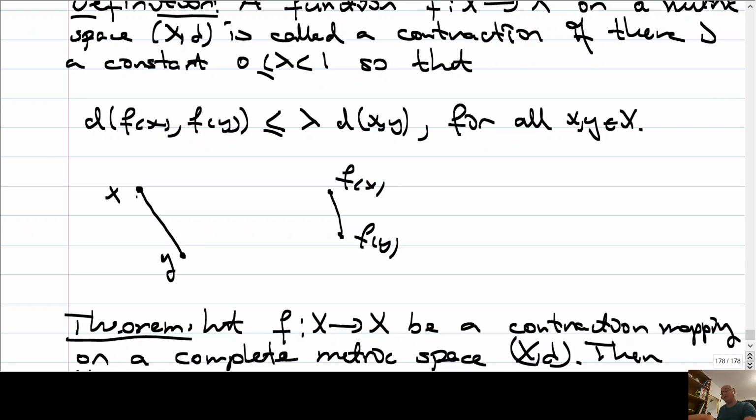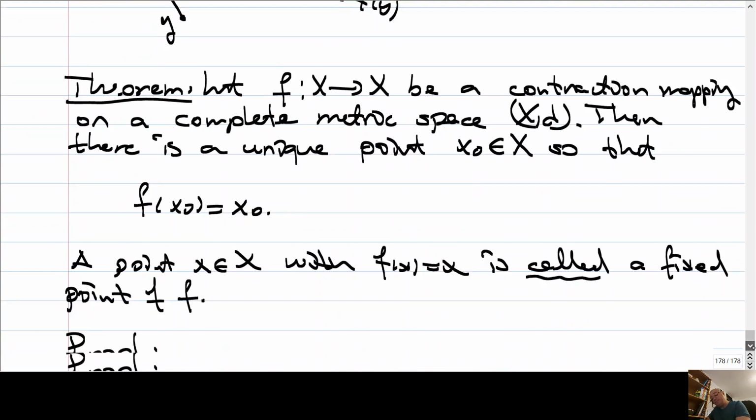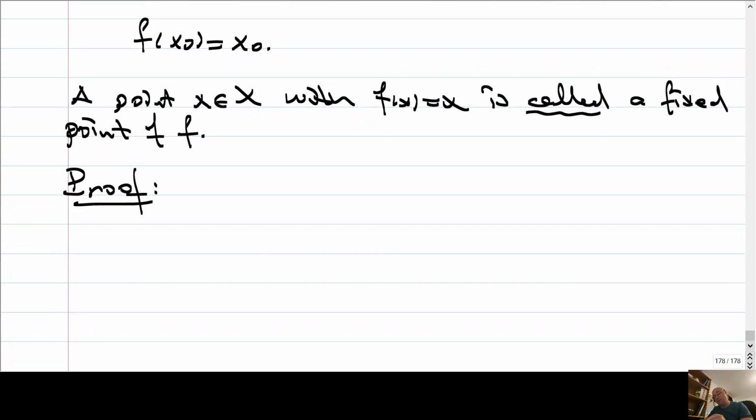Okay, so whenever you take points, f takes them to points which are closer to each other. If you repeat this, you get a sequence of points which are getting closer and closer to each other, and we are on a complete metric space, right? We live in a complete metric space. Therefore, this Cauchy sequence has to converge. Okay, that's the idea. So let me write down the proof.